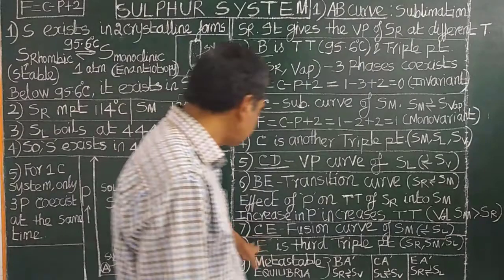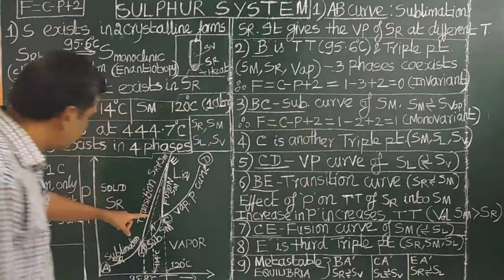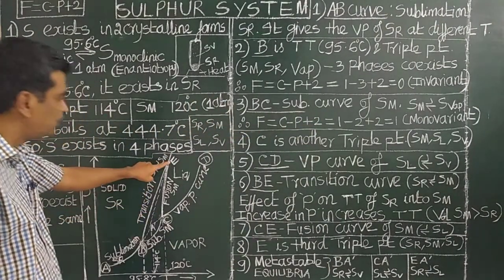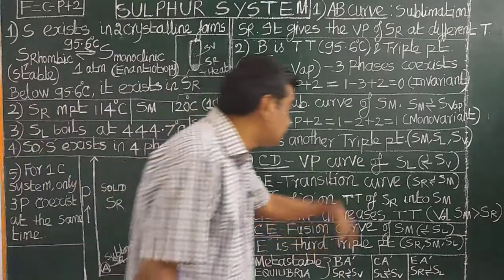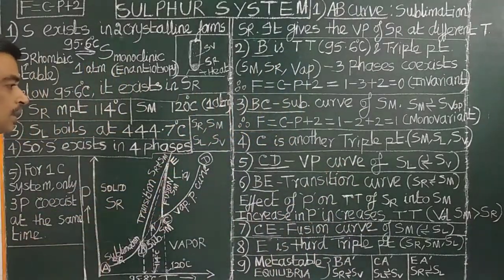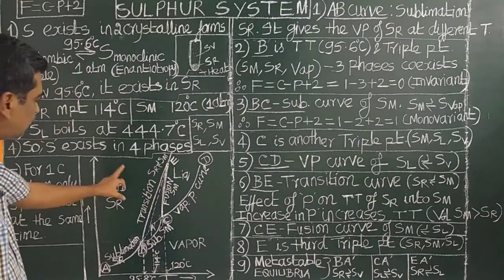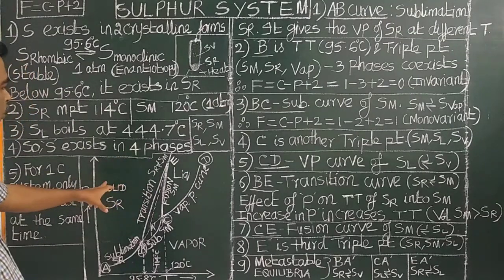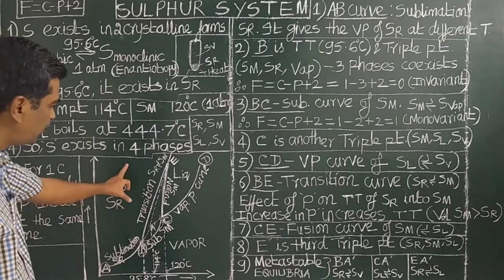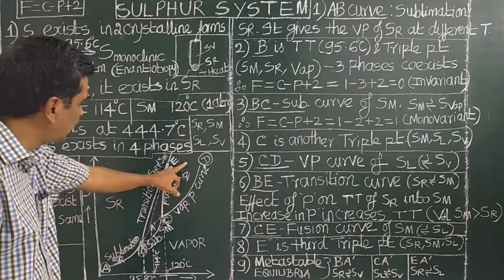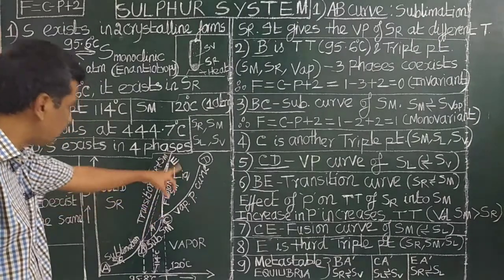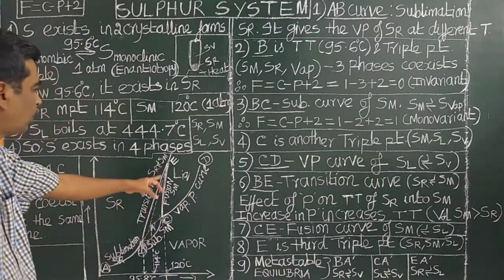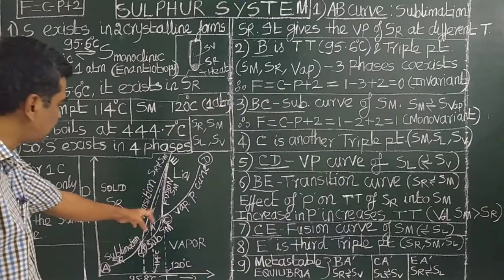Next, we have come here. See E. What is E? E is the third triple point. And at this triple point, what are the phases coexisting? Sulfur rhombic, sulfur monoclinic, and sulfur liquid.